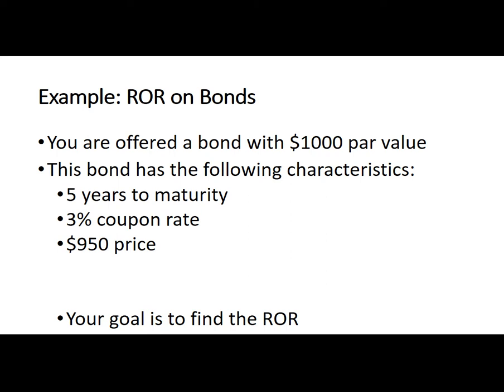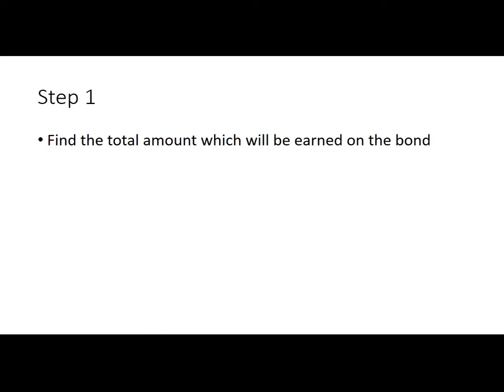Your end goal is to find the rate of return, and to do so, we have two main steps. Your first step is to find the total amount which will be earned on the bond. After we find that, we can move on to the second step, and your second step is to divide the total amount earned by purchase price. Now, we got to move back to the first step in order to move on to the second step.